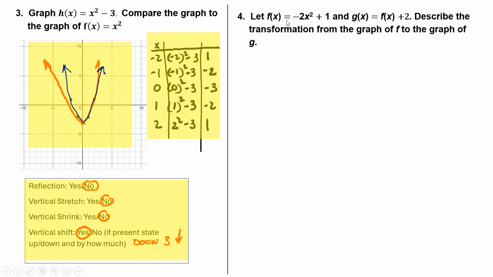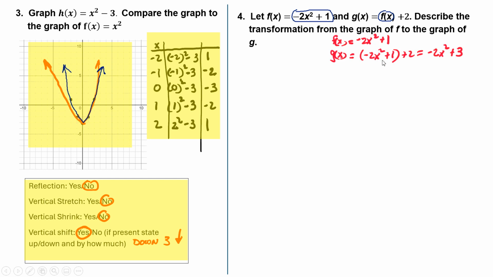It says let f of x equal negative 2x squared plus 1, and g of x equal f of x plus 2. Now remember what we talked about in class. It tells you that this is f of x. This entire binomial is going to be right here replacing this. So what's the only thing to change? It went up 2. So this is going to be a transformation 2 units up.